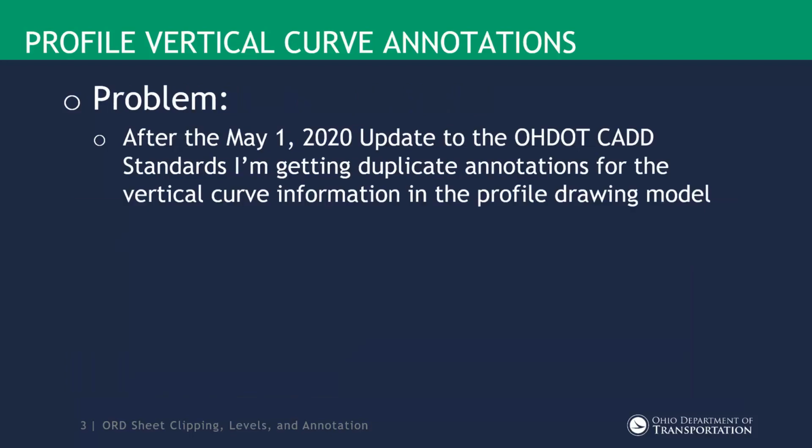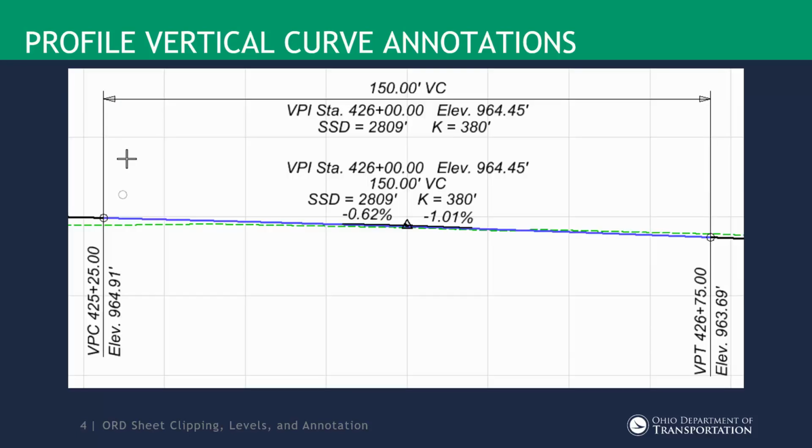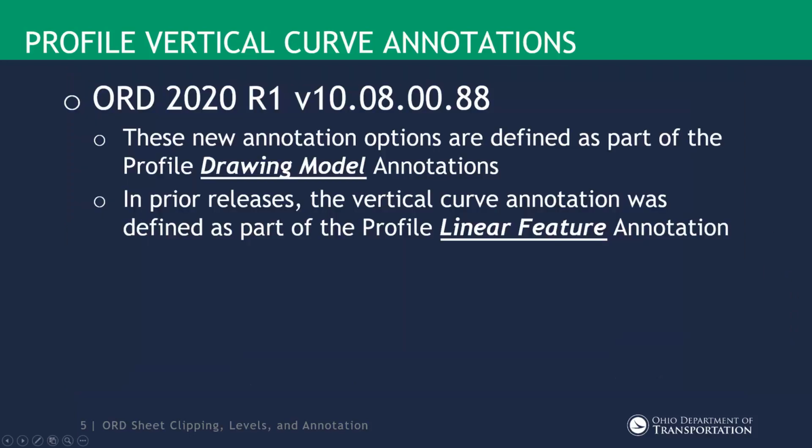Now this could result in a problem. After the May 1st, 2020 update, you could see duplicate annotations for the vertical curve information in the profile drawing model when you clip your sheets. So here's what I mean by the duplicate annotations. I've got two sets of annotations for my vertical curve information. So let's take a look at why that's happening.